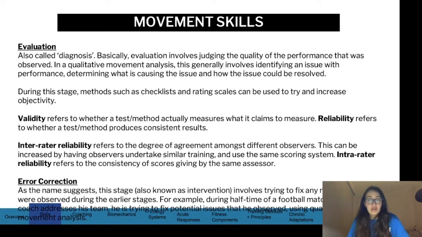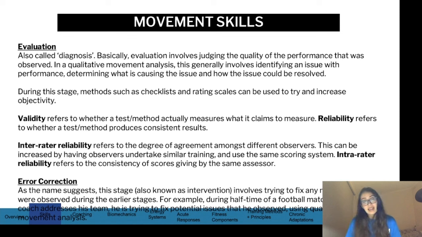So intra-rater reliability refers to trying to take out the subjectivity and ensure that the consistency of scores given by the same assessor is consistent, right? They don't change depending on mood. If they watch the same performance, they give the same score each time. And once again, using checklists or rating scales can help to improve the objectivity by reducing the subjectivity. Okay?